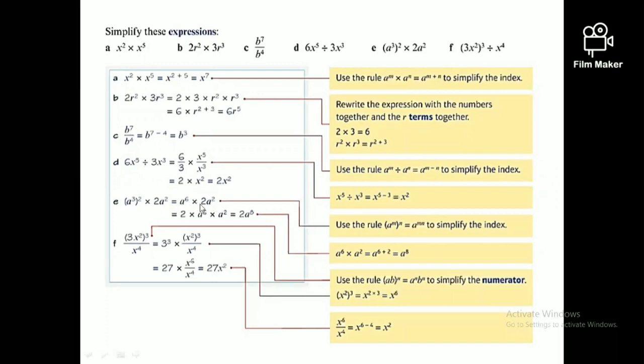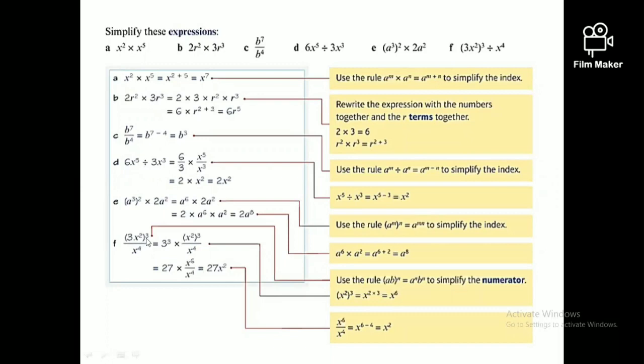Then you can multiply. Then 2, there is nothing to multiply with 2. Then this multiplication you can write it as addition. A to the power 6 plus 2 turns up to a to the power 8. This is the final answer for this question. Right. Let's go ahead with this question.